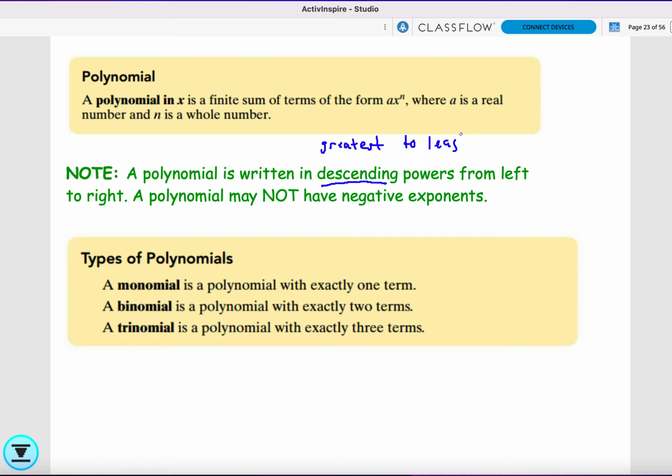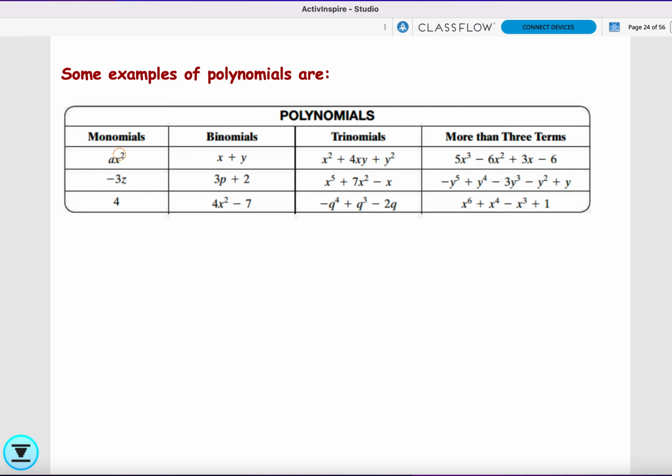Now, if we look at the types of polynomials, a monomial is a polynomial that has one term. A binomial has 2 terms. A trinomial is 3 terms. So those are the 3 types of polynomials that we're going to learn today, guys. So keep that in mind. So what does that look like, right? What's one term? What's 2 terms? What's 3 terms? Well, here's some examples.